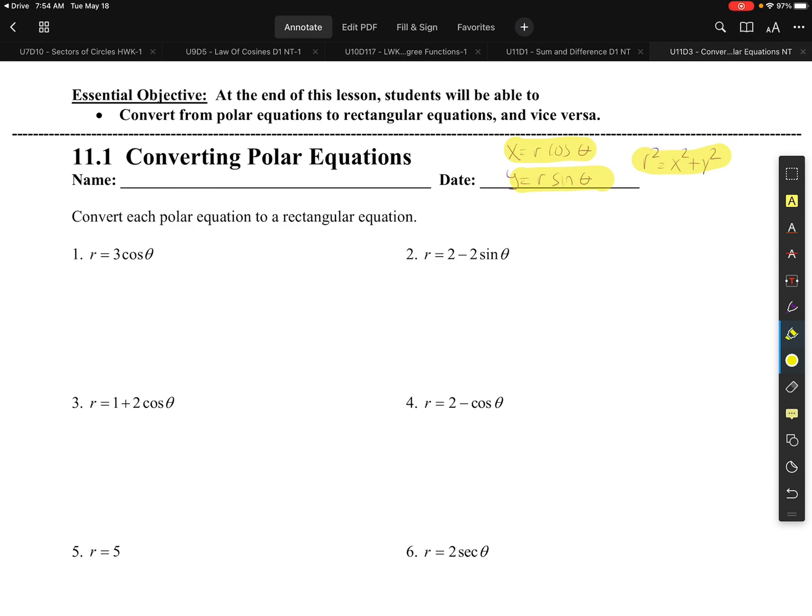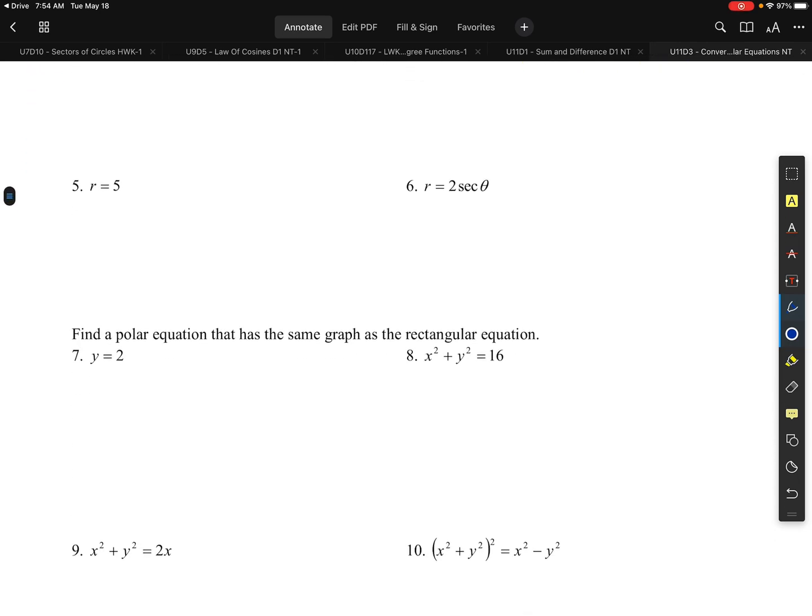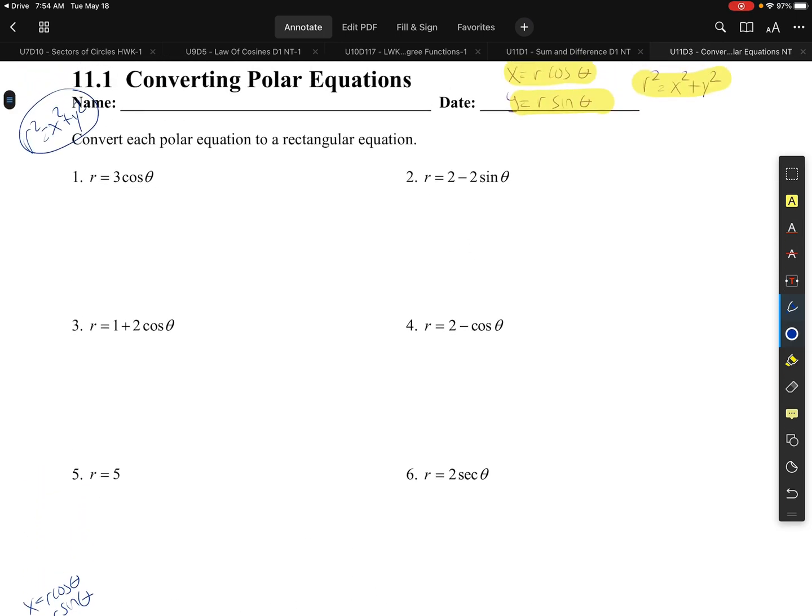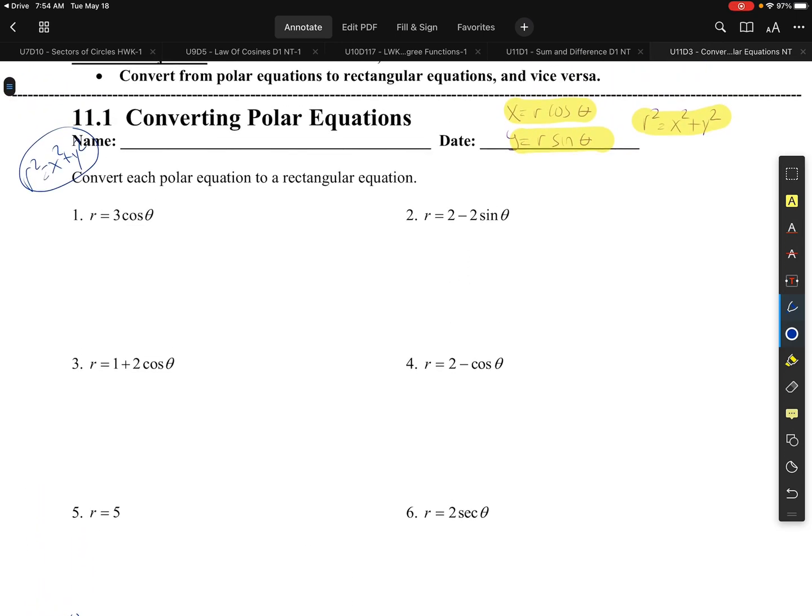Where are they going to be used? For this section here, we're going to be using r squared equals x squared plus y squared primarily. Down here, this is where we're going to use primarily x equals r cos theta, y equals r sine theta, because it's in the rectangular. We have to get it into that trig setup. The key thing is this: to be able to use the r squared formula, we have to have r squared.